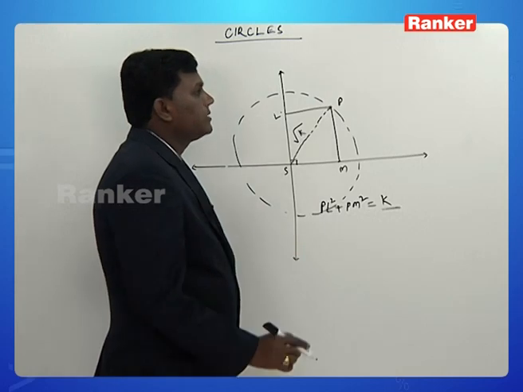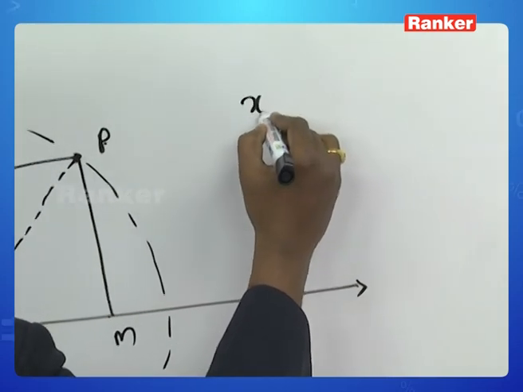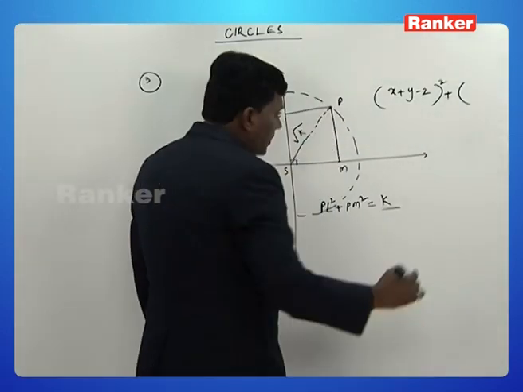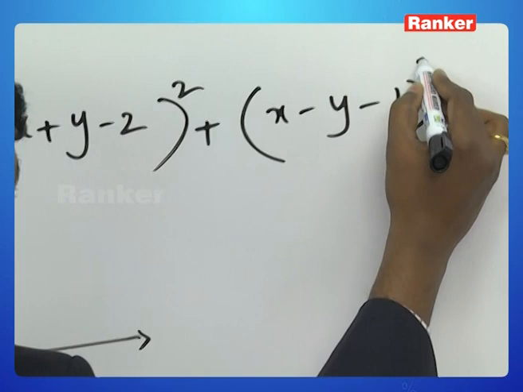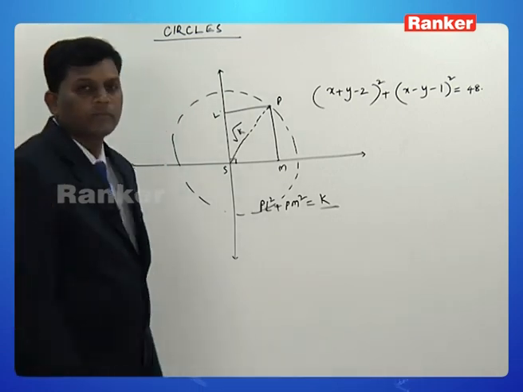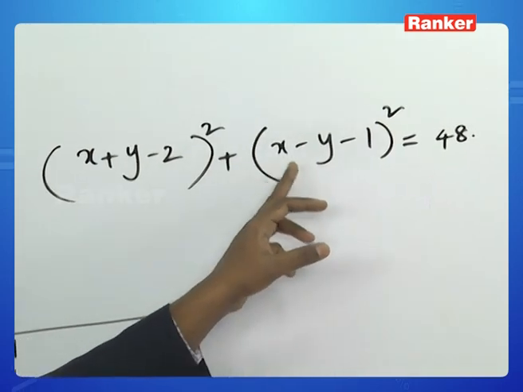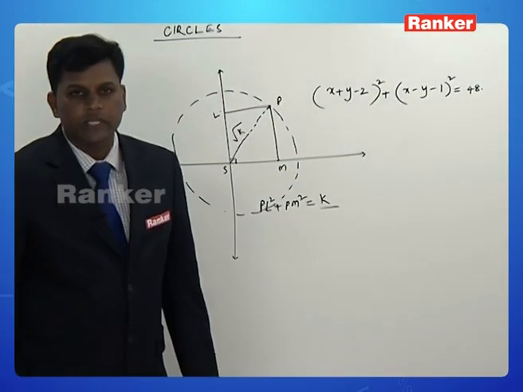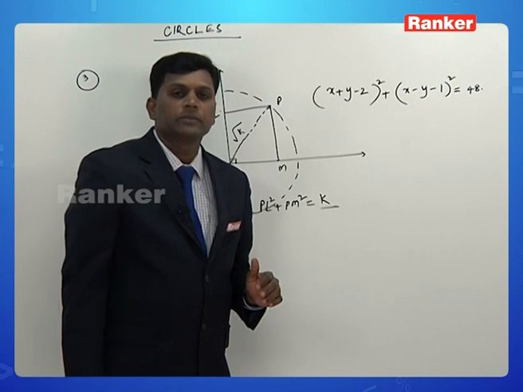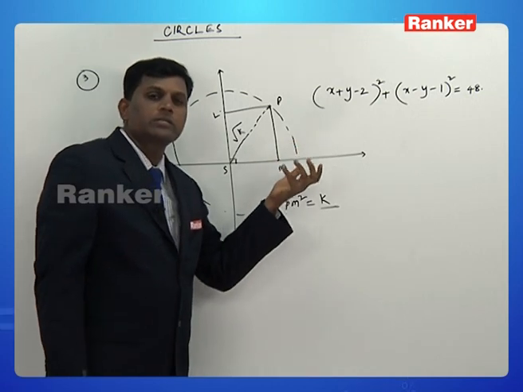Suppose you are asked to find the center and radius of the circle whose equation is given as (x plus y minus 2) whole square plus (x minus y minus 1) whole square equals 48. Just one simple equation is given. If we are asked to find the center and radius of this circle equation, undoubtedly this will form a circle equation, but now the question is, what is its center and what is its radius, we have to trace out.